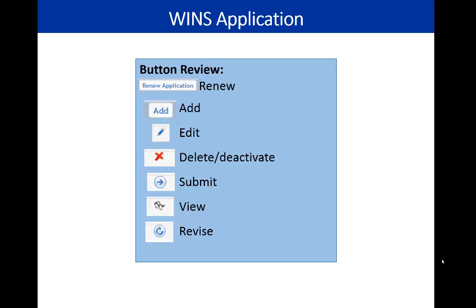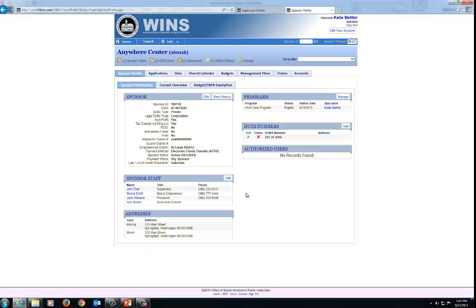I think that you'll find a lot of parts within WINS are set up very similarly. You'll likely find that once you get the hang of these buttons, it will be easier to navigate through the system. Now let's get back to WINS. Here on the left side, we can see the sponsor staff section. Staff come and go from your centers all the time, but we ask that you keep the sponsor staff section as updated as possible.